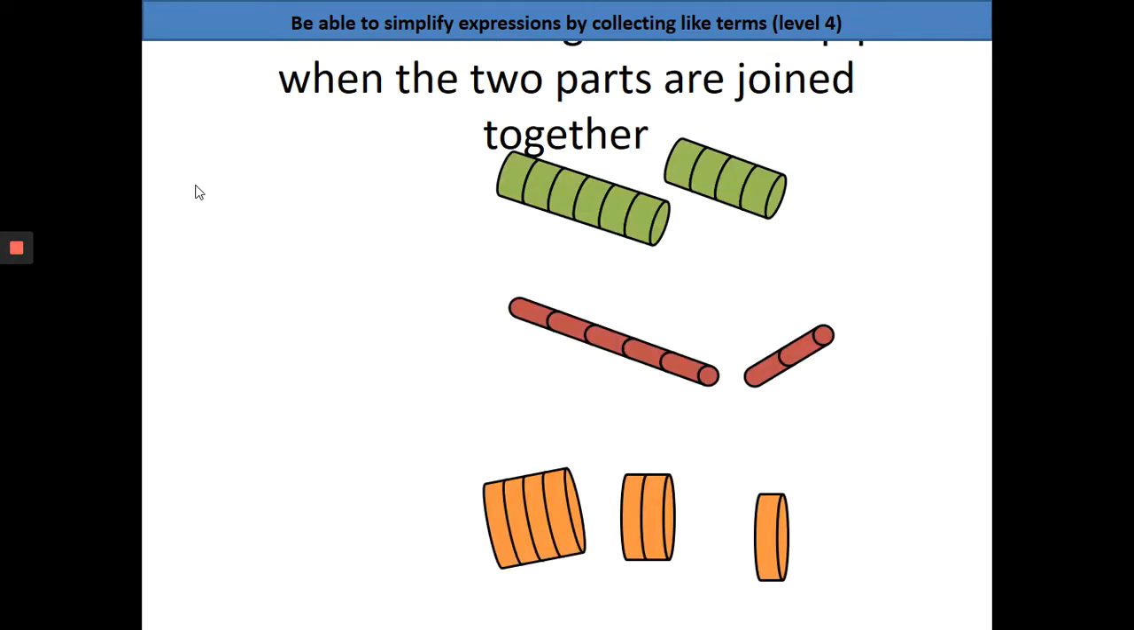Here are some more for you to have a look at. 6x plus 4x for the first one. Because they both contain the letter x, we can put them together. Can you give those three a go by yourself? So pause the video for 30 seconds and give those a try, please.